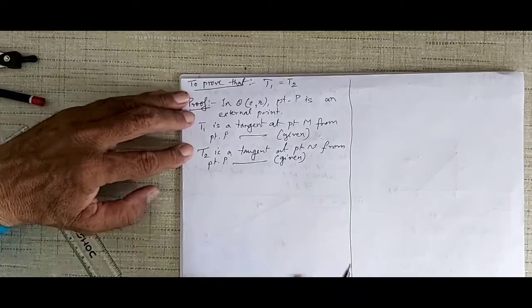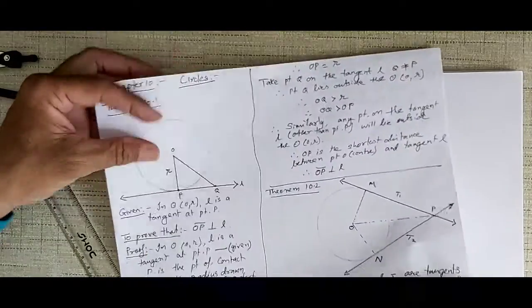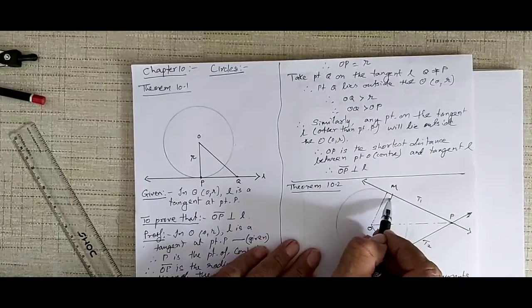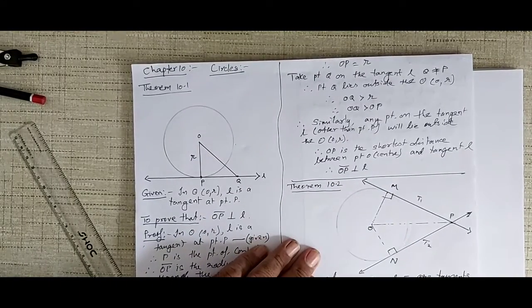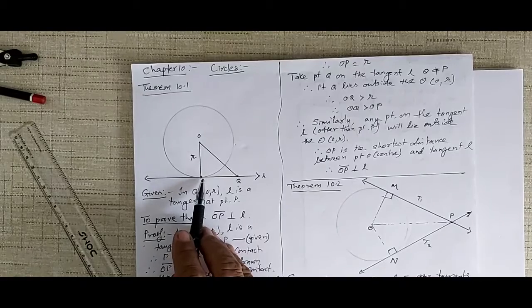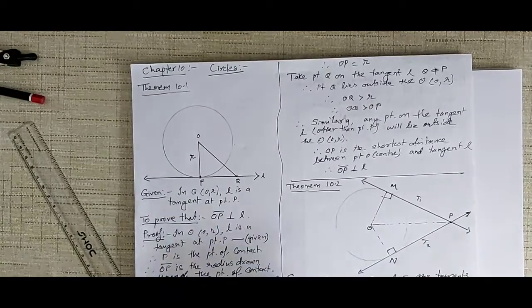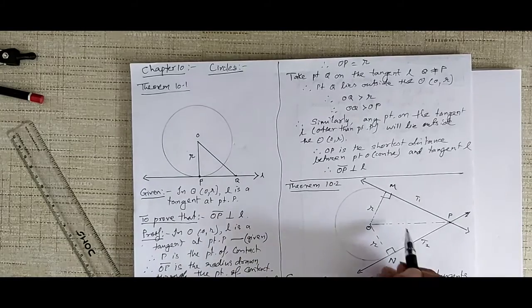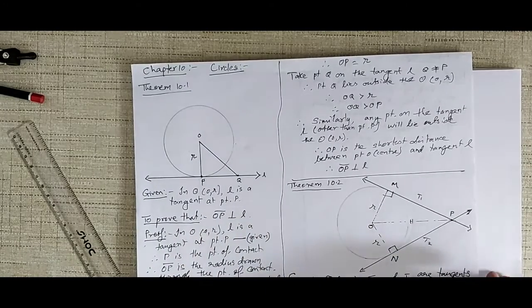Now you can see that if you look at it carefully, according to theorem 10.1, this is going to be perpendicular, a right angle. This is also going to be perpendicular. The radius drawn to the point of contact is at right angles, perpendicular. Also, this is the radius of the circle. This is the radius of the circle. And this is the common side. OP is the common side.